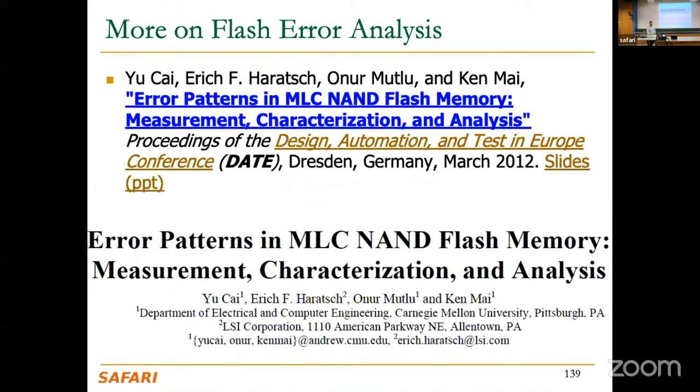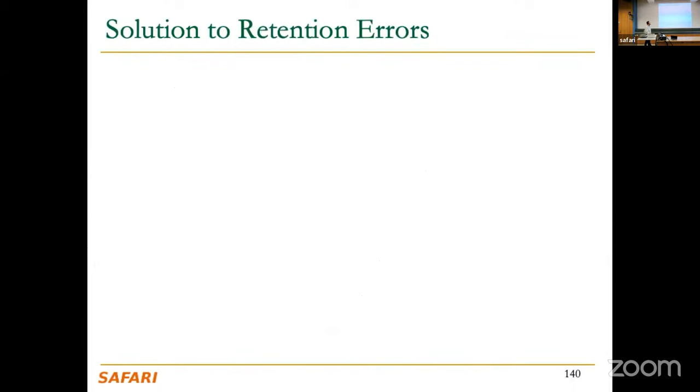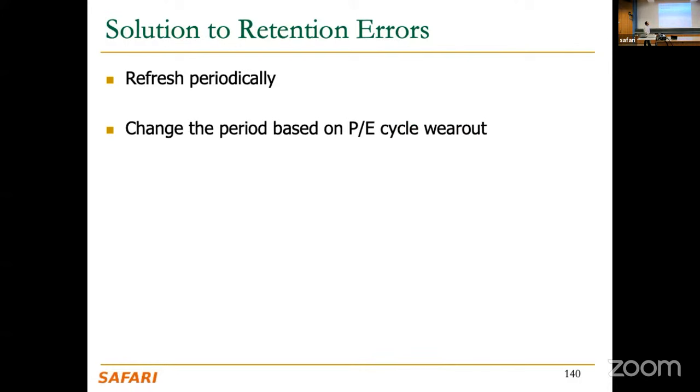Okay, so this is the full paper again. Error patterns in MLC NAND flash memory. It's quite an interesting read. I highly recommend that. So they propose some solutions to the retention errors. One of them is to refresh periodically. The other one is to change the refresh period based on program erase cycle wear out. So you don't have to refresh as frequently at every age of the data.